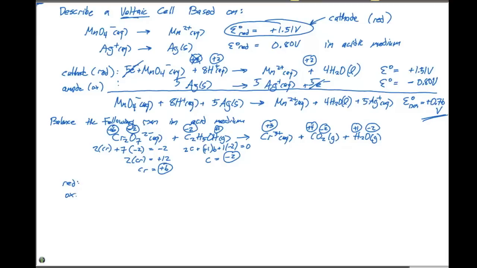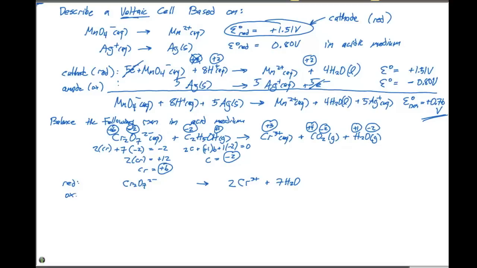So in our reduction half cell, we have Cr2O7 2- being converted into Cr3+. In this particular case, the first thing that we always want to balance is our transition metal. So if we have Cr2O7 2-, we need a 2 in front of the coefficient here for the chromium 3+. In this particular case, we're in acid medium, so to balance out the oxygens, we need some water. So we're going to need 7 waters over here on the right-hand side for this particular half reaction.